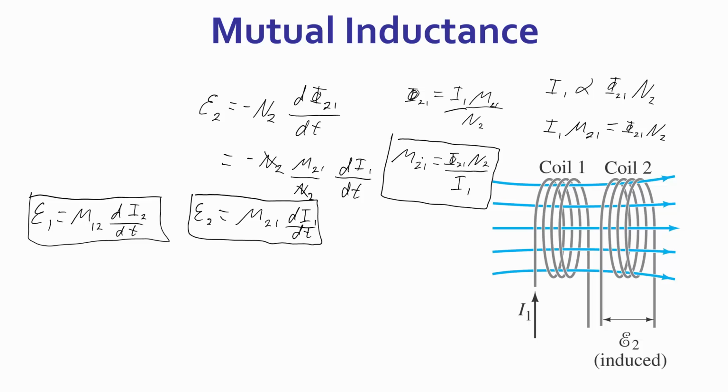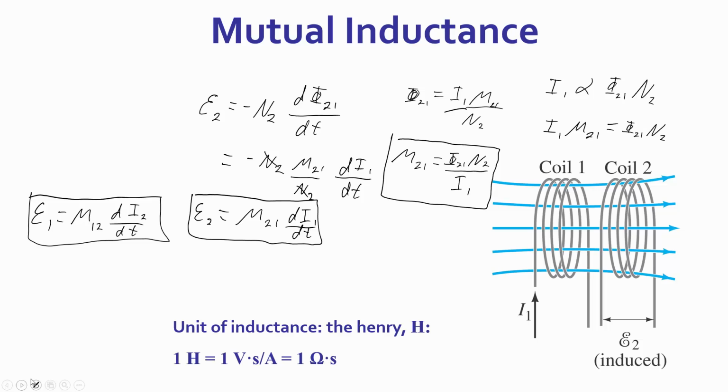This quantity of mutual inductance has units of henries, and a henry is a volt second per amp, which is also equivalent to an ohm second. You can also look at this situation here, and you could see that flux is Tesla meters squared, so this is also equivalent to 1 Tesla meter squared over amps. So anyway, we just call them henries.